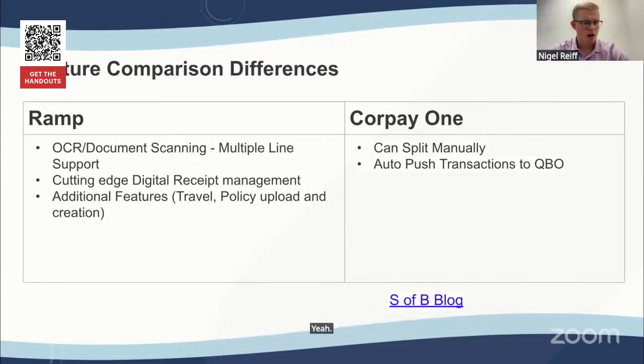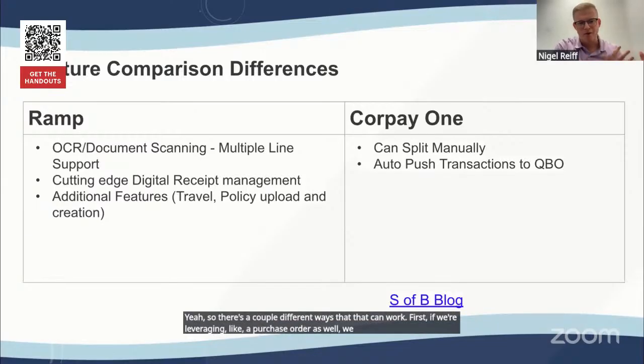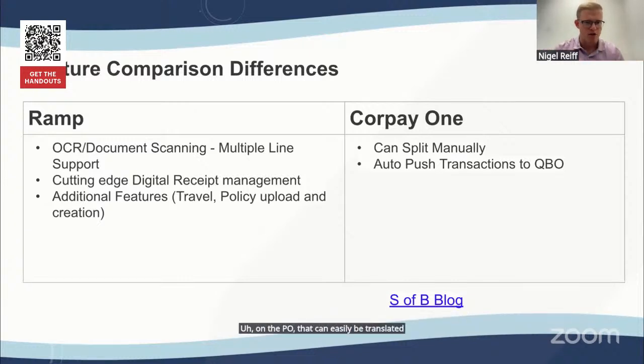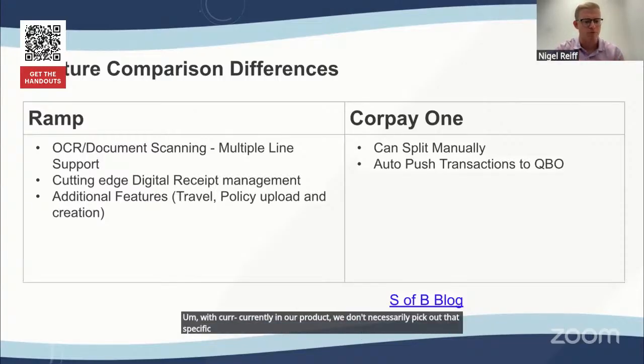Yeah, so there's a couple different ways that can work. First, if we're leveraging a purchase order, so we also have procurement within Ramp, and we connect that purchase order to our bill, and we're establishing that inventory item on the PO, that can easily be translated, so that way we do have that marked for us. Currently in our product, we don't necessarily pick out that specific inventory item for you and code it if it's not on the PO.